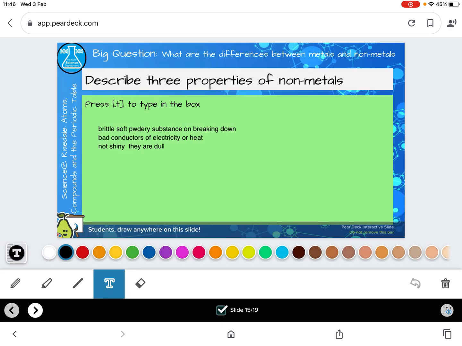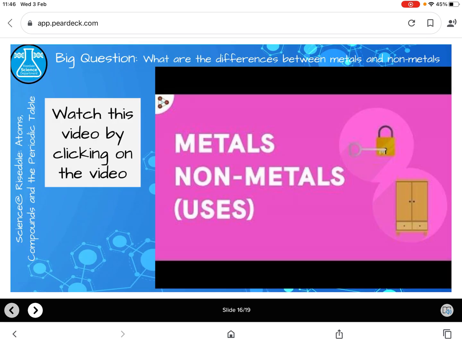So the video talked about the properties of non-metals. The ones mentioned in the video were brittle, soft, so they become a powdery substance, that's another spelling mistake, on breaking down. They are bad conductors of heat or electricity. They're not shiny. We use the word dull to describe them. But again, you could have skipped back to that list on that page that was written.